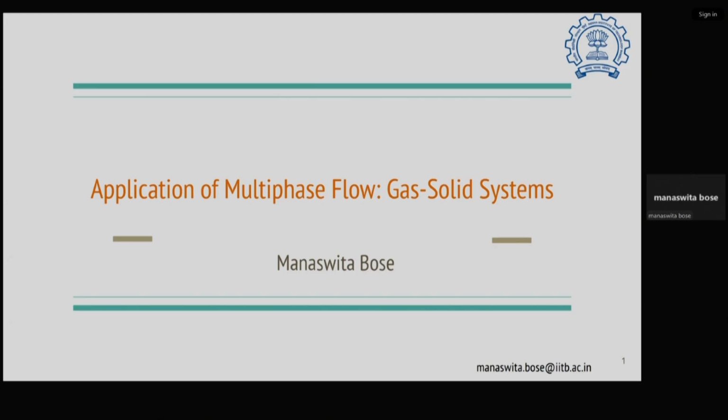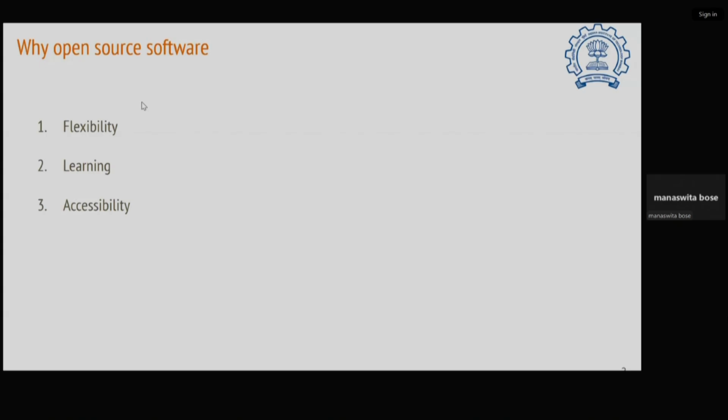So let us start. We will start with the application of multiphase flow and gas solid, with gas solid systems as the specific reference. Over the last 3-4 days, you would have definitely understood what open source is, why you should use open source software. It is for flexibility, learning is much better if we use open source software, and accessibility. Wherever we are, we can access the software. So these are the three main reasons why we should use open source software, right?